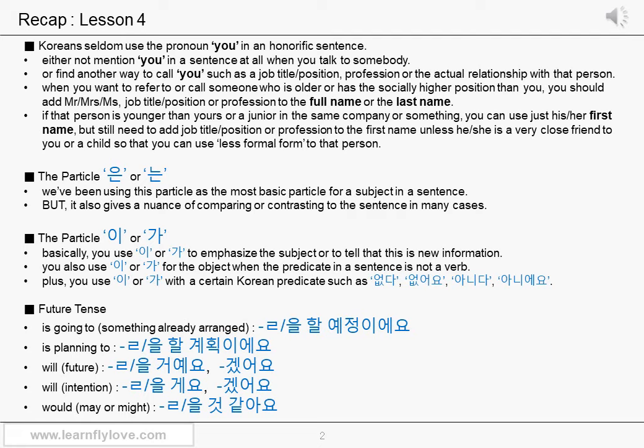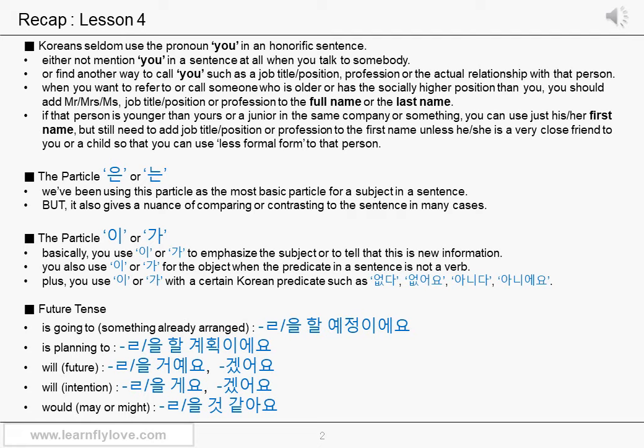with that person. When you want to refer to or call someone who is older than or has a socially higher position than you, you should add Mr., Mrs., Miss, or job title, position, or profession to the full name or the last name. If that person is younger than you or a junior in the same company or something, you can use just their first name, but still need to add job title, position, or profession to the first name because it's a social life, unless he or she is a very close friend to you or a child, so that you can use last form or informal form to that person.